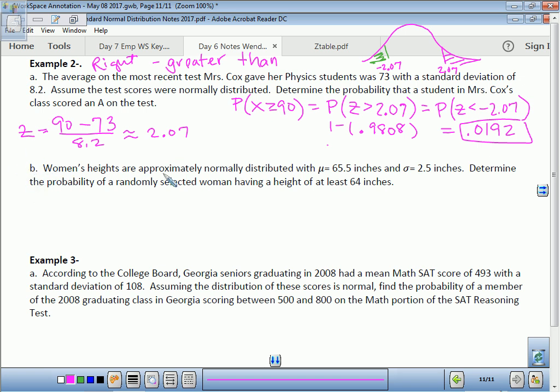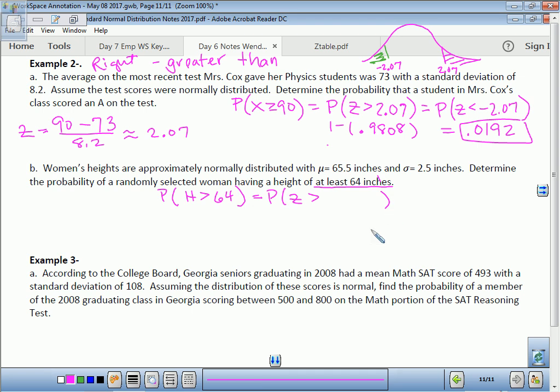B. Women's heights are approximately normally distributed with a mu of 65.5 and a standard deviation of 2.5. Find the probability that a randomly selected woman would have a height of at least 64 inches. So we are looking for a probability that the height is greater than 64. At least gives us greater than. So we need to convert that to a z-score.